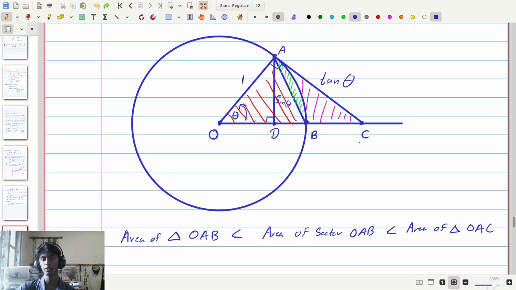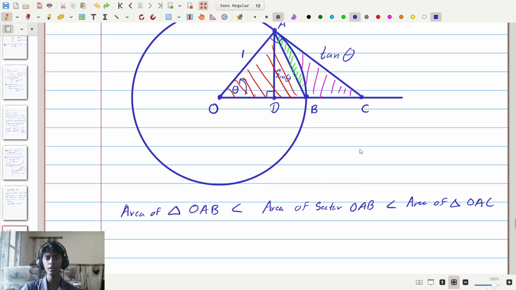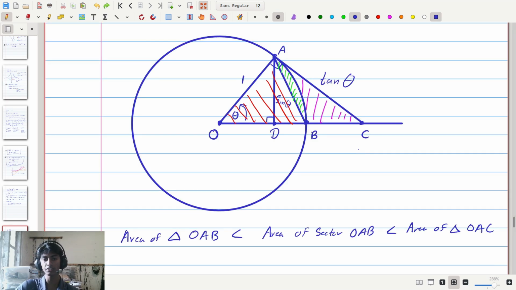So therefore the area of OAB sector must be greater than the area of the triangle OAB. And then similarly, since the other triangle OAC is bigger than this sector, meaning it has some extra purple area which is not there in the sector, its area must also be bigger than the sector. I am going to include some equal signs here because in fact when we make this angle really small, which we cannot see yet, each of these areas will converge onto the same exact area.